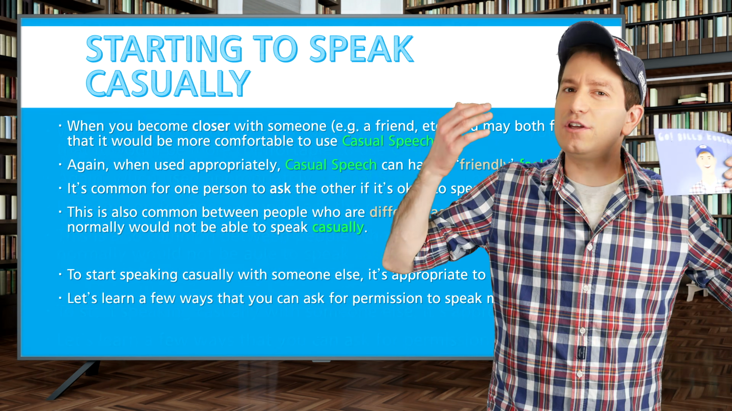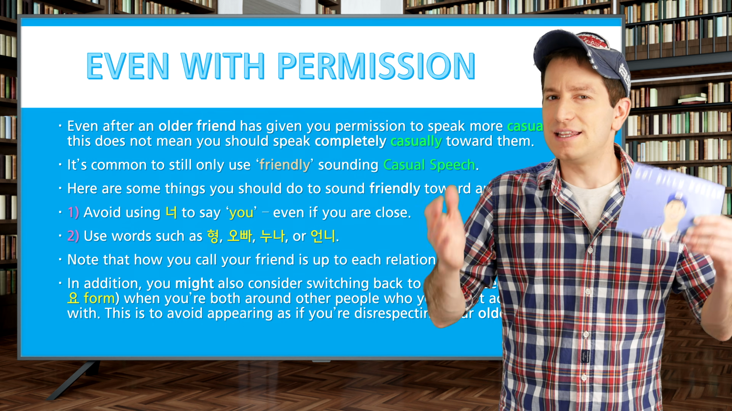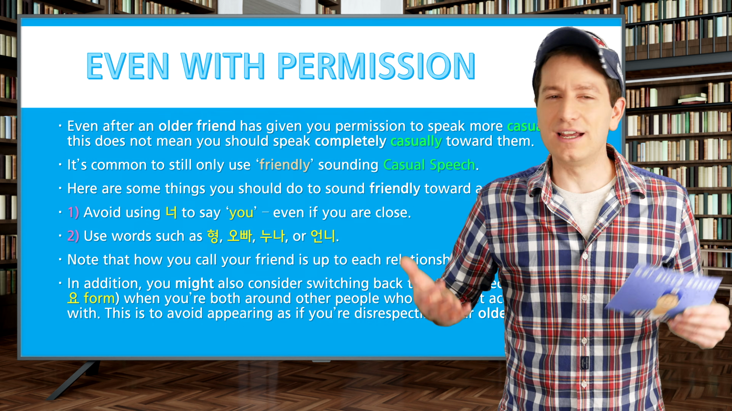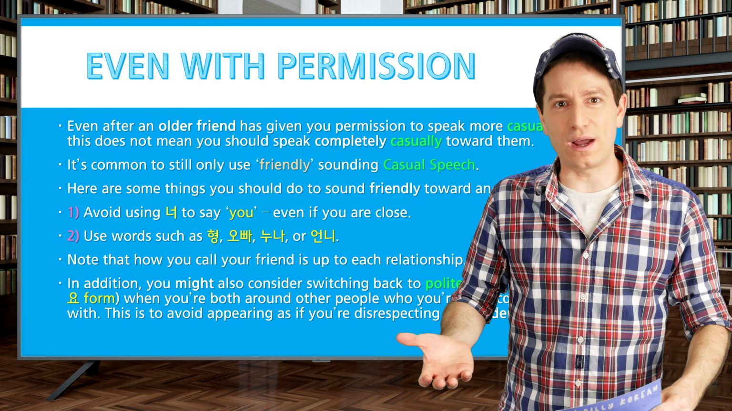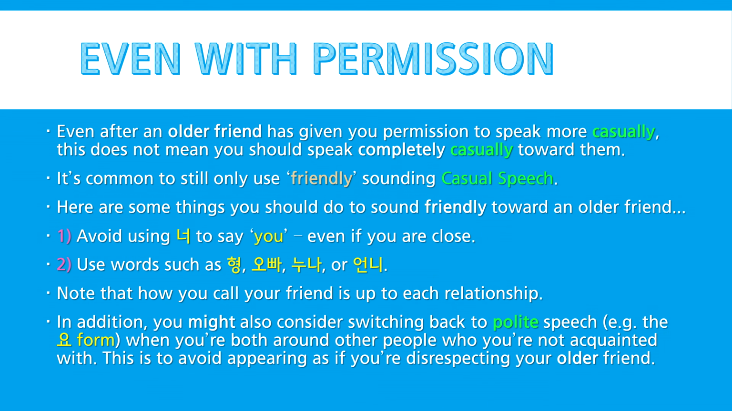First of all, even when you're given permission to speak more casually toward an older friend, this doesn't mean that you should speak completely casually toward them. There are still some things that you should avoid even when speaking casually toward an older friend. And it's common to still only use friendly sounding casual speech. So here are some things you should do to sound friendly toward an older friend.